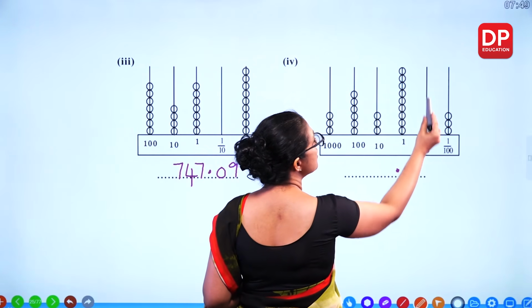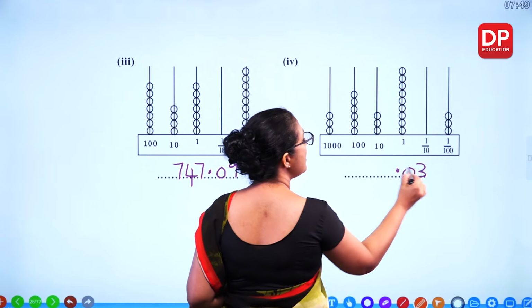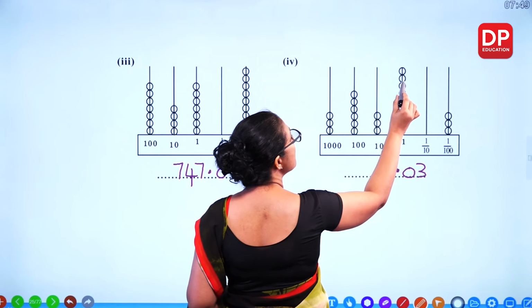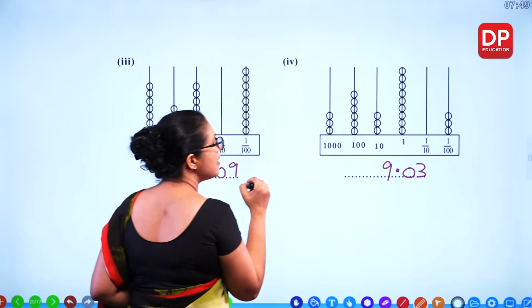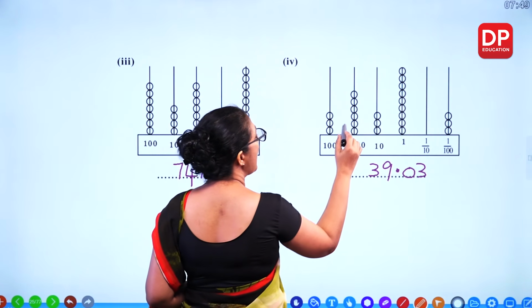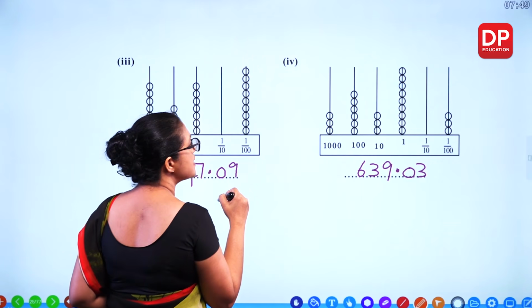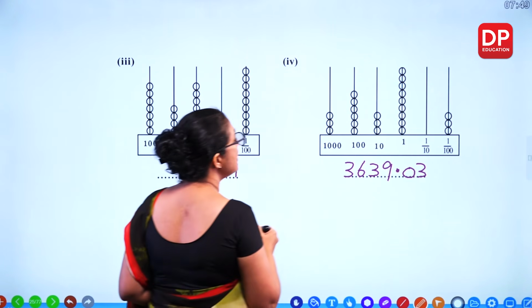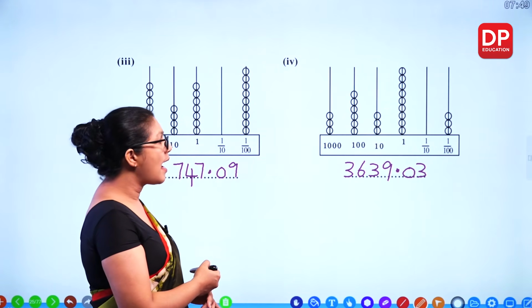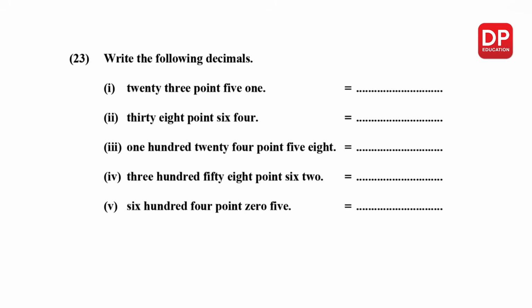This one, the point is there. After the point, nothing in tenths place, and 3 in hundredths place. 1, 2, 3, 4, 5, 6, 7, 8, 9. 9 in ones place, 3 in tens place. And 1, 2, 3, 4, 5, 6. 6 in hundreds place, and 3 in thousands place. So 3639.03.